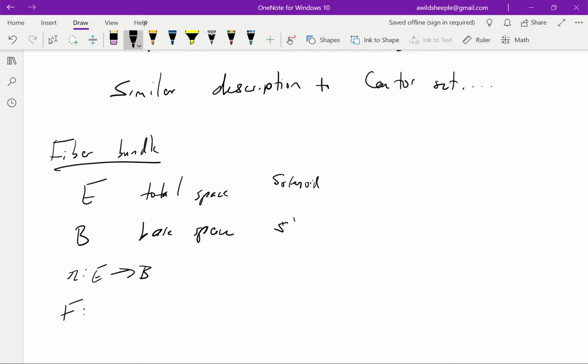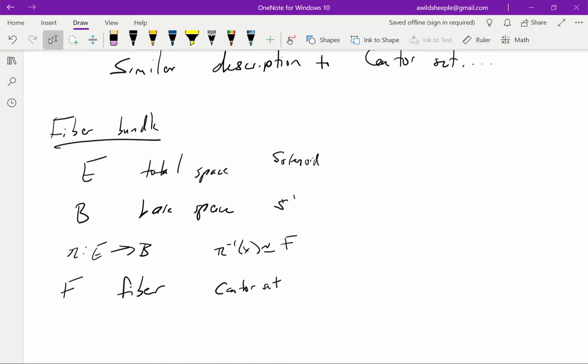how do I say this? Maybe I should have written in the other order, that there's also this data of a fiber, and the projection map has to have the property that pi inverse of any point is topologically the same as the fiber. And this is going to be our Cantor set. And lastly, there's a triviality condition required, which is that if I take any open set, then the inverse image of the open set has to look like the fiber across the open set. In other words, locally, fiber bundles are products, and globally, they can be more complicated.